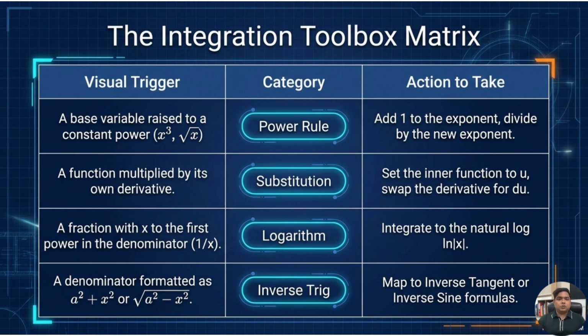The action is set the inner function equal to u and replace the derivative part with du. The third trigger is a fraction with x to the first power in the denominator, especially 1 divided by x. This suggests logarithmic integration. The action is integrate to the natural logarithm of the absolute value of x. The fourth trigger is a denominator formatted with square patterns such as a squared plus x squared or the square root of a squared minus x squared. These patterns may suggest inverse trigonometric functions such as inverse tangent or inverse sine.